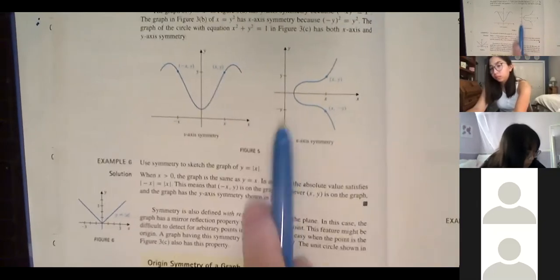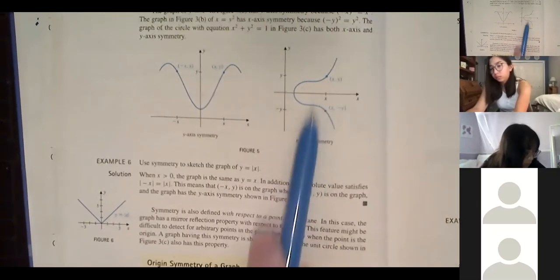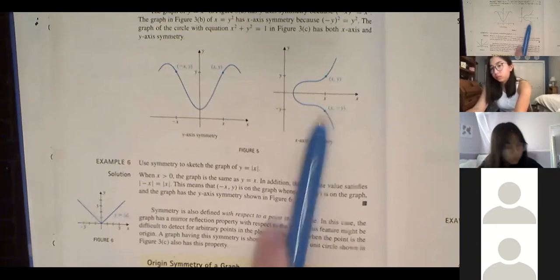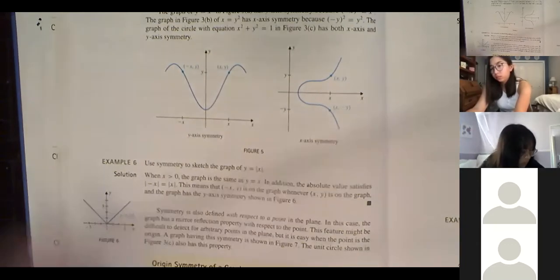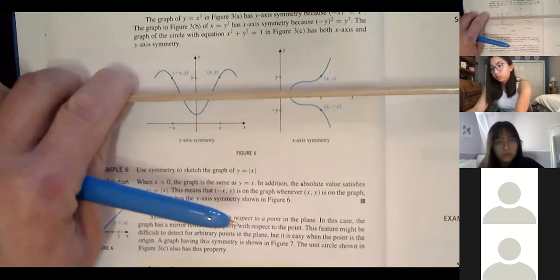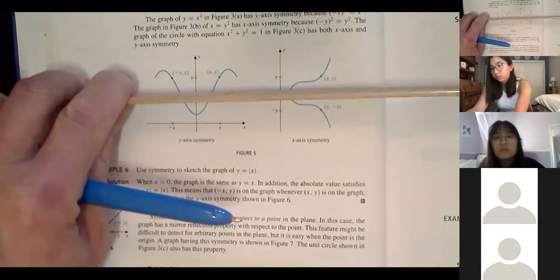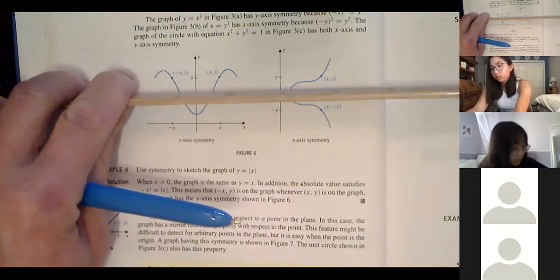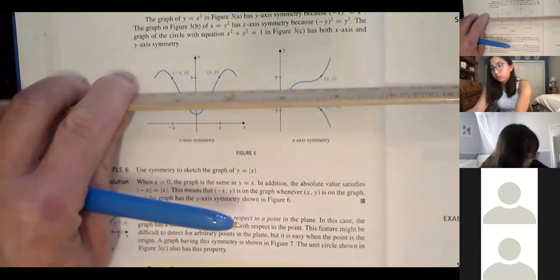Okay. So anytime you have x comma y, you also have x comma negative y. And so you have x-axis symmetry. Okay, so notice it's like a mirror image here. If you put a mirror right here, the reflection of the top is the bottom and vice versa. So that's something called x-axis symmetry.